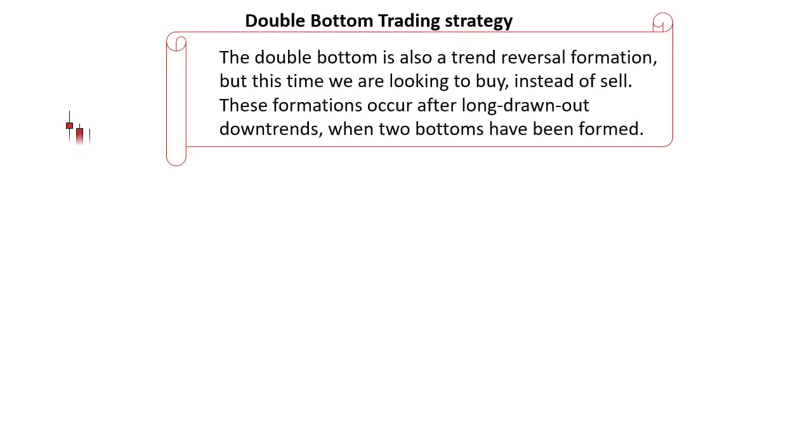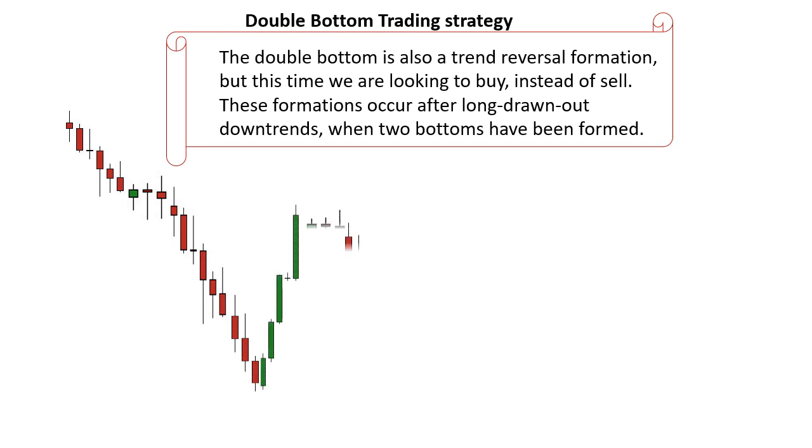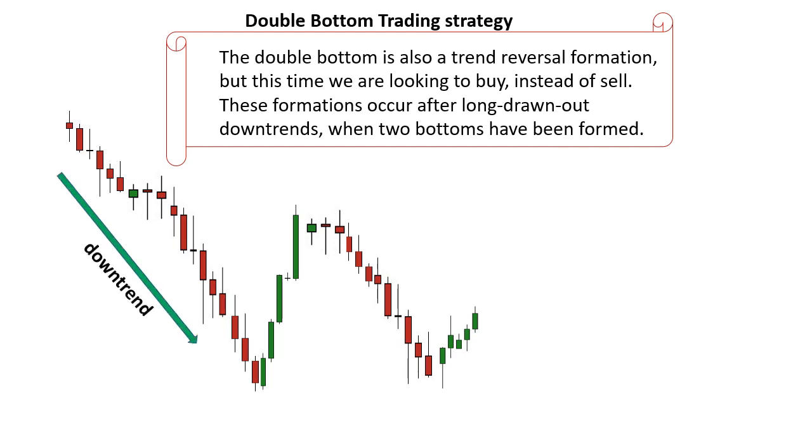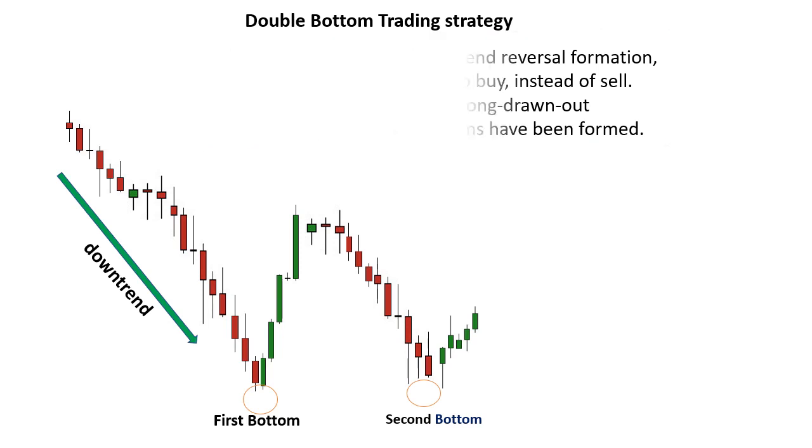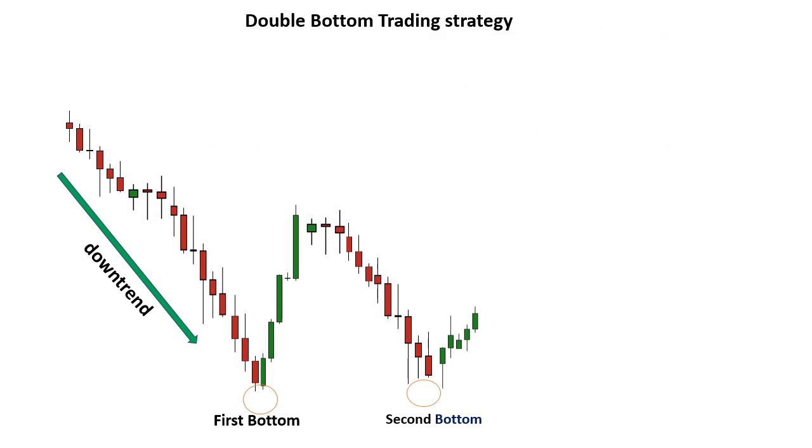The double bottom is also a trend reversal formation, but this time we are looking to buy instead of sell. These formations occur after long drawn-out downtrends, when two bottoms have been formed. You can see from the chart that after the previous downtrend, the price formed two valleys because it wasn't able to go beneath a certain level.